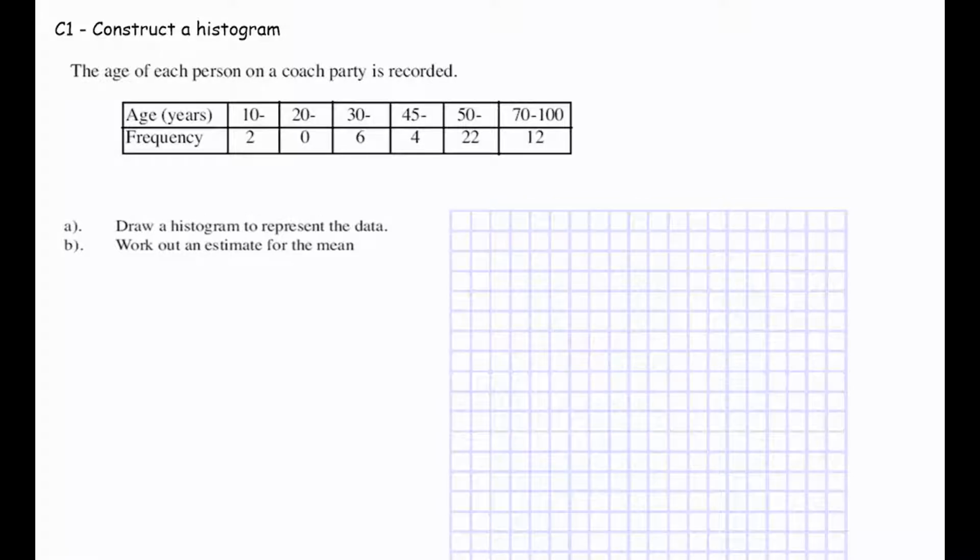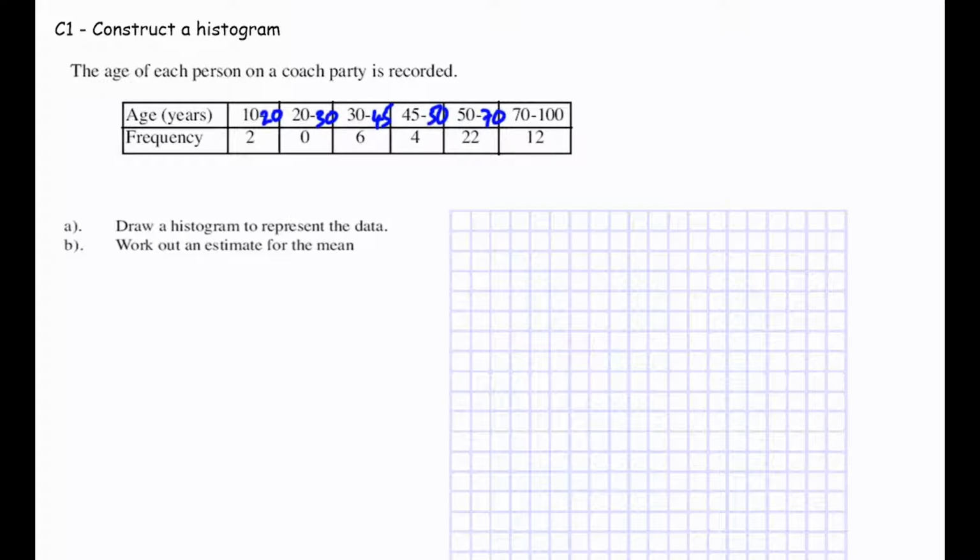Okay, moving on to histograms. So we're going to regularly be asked to construct and work with histograms. The first thing to point out is that the intervals at the moment don't seem to have a top value. So I'm going to quickly input some top values. So this should be 10 to 20, 20 to 30, 30 to 45, 45 to 50, and 50 to 70. All right, so those can be assumed from the beginning points of the next value.